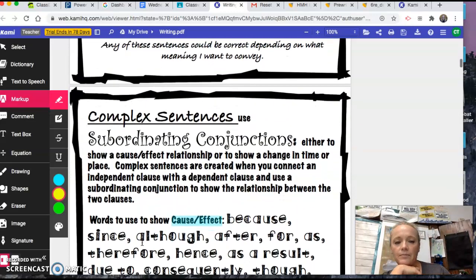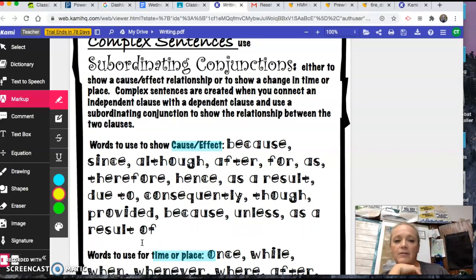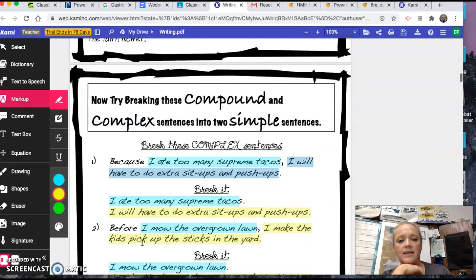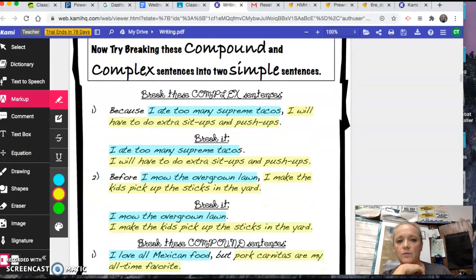Excuse me. So yesterday we learned about compound and complex sentences and how to hook them together, and today we did this page. We talked about how to break them apart. So we had the complex sentence, because I ate too many Supreme tacos, comma, I will have to do extra sit-ups and push-ups. And we found the two sentences, I ate too many Supreme tacos, and we broke them apart.